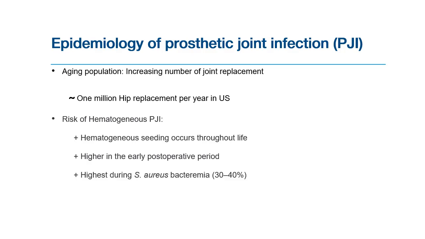However, the risk of hematogenous prosthetic joint infection may remain throughout life, and although it is higher in the early post-operative period, it is highest during Staph aureus bacteremia, reaching up to 30 to 40%.